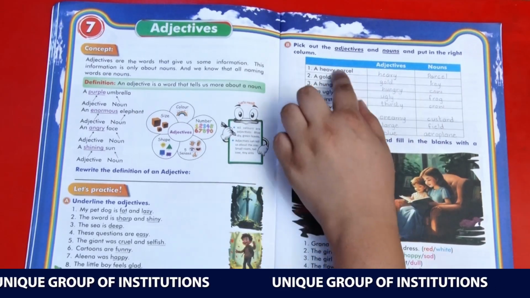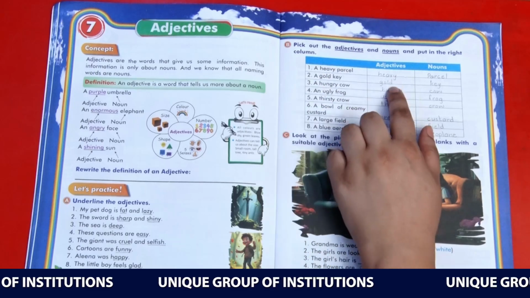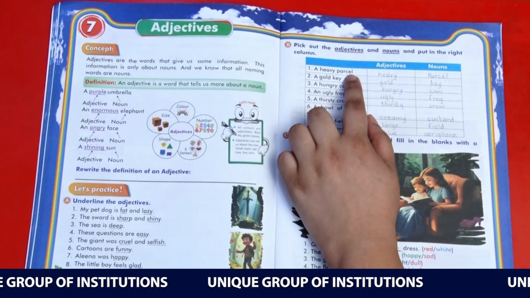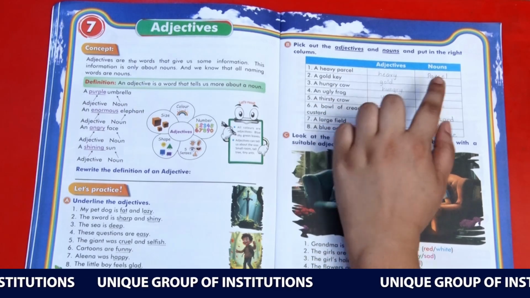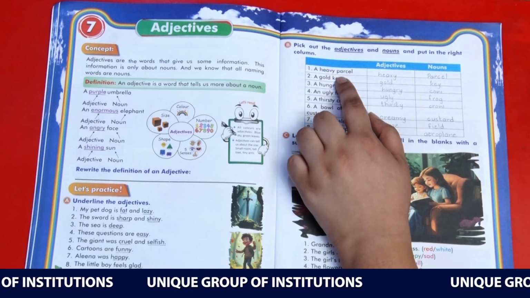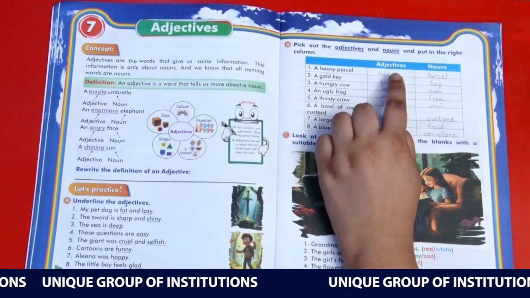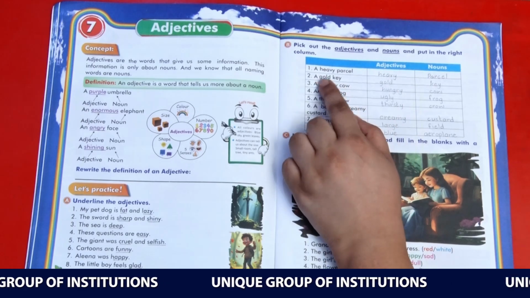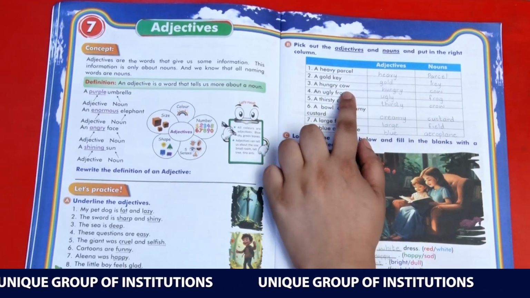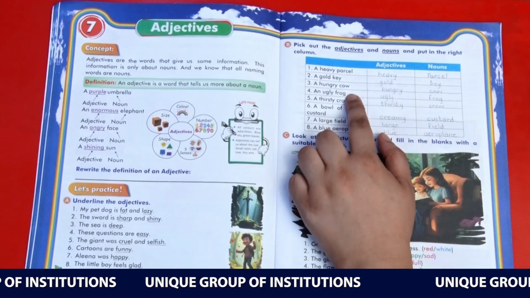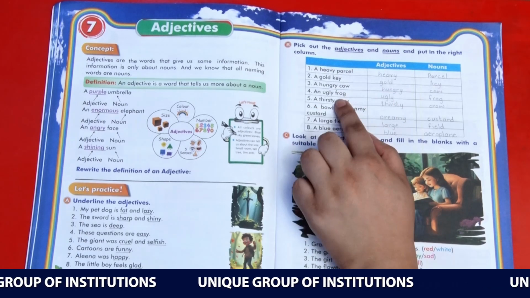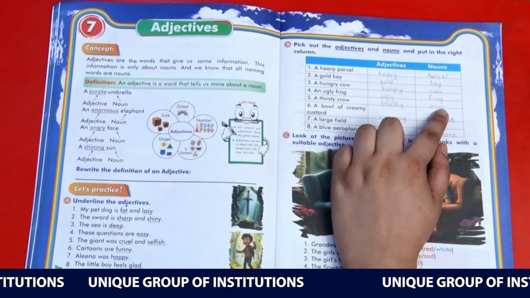We are given different phrases here and we need to find out our adjectives and our nouns and write them separately. A heavy parcel. Parcel is a noun, it's a thing, so we will write it here in the noun section, and heavy is giving information about the parcel, which means it's an adjective, and we will write it here. A gold key. Gold is the adjective, key is the noun. A hungry cow. Cow is a noun, an animal. Hungry is the adjective talking about the noun. An ugly frog. Frog is an animal noun.